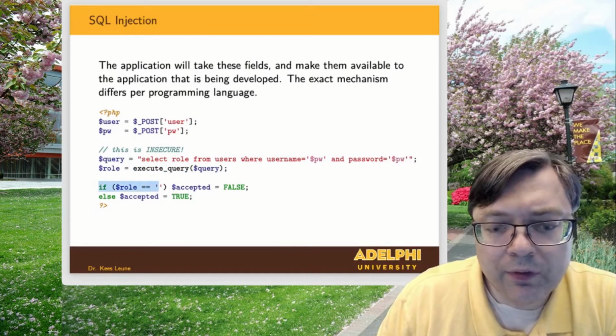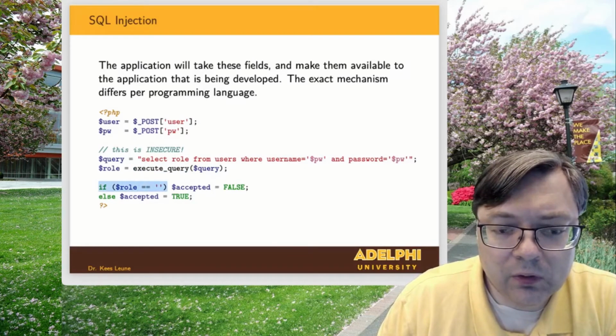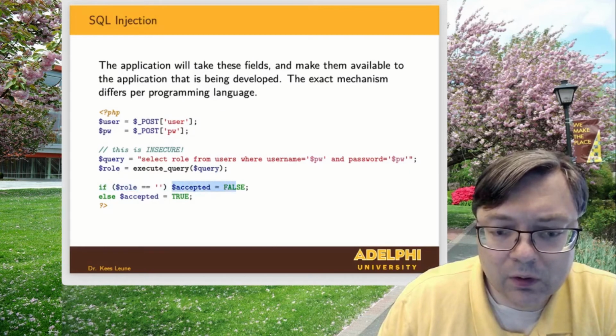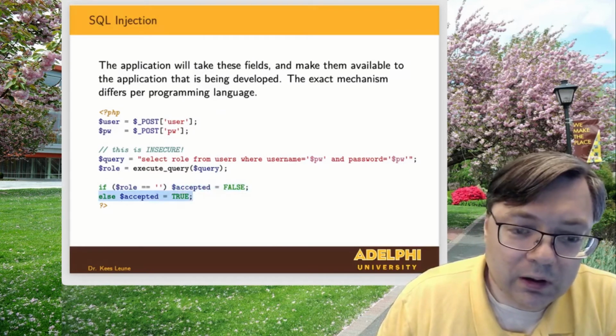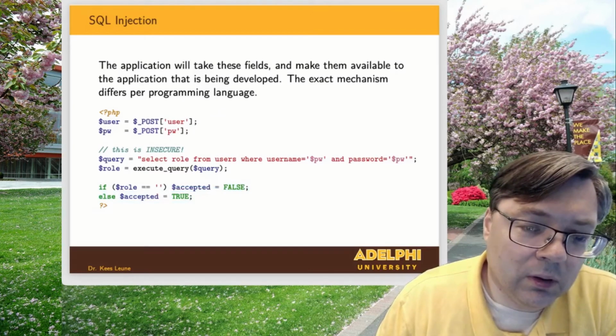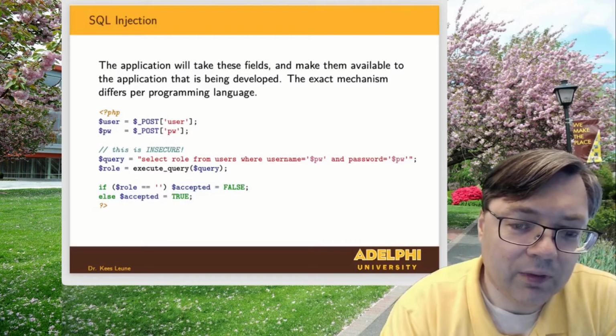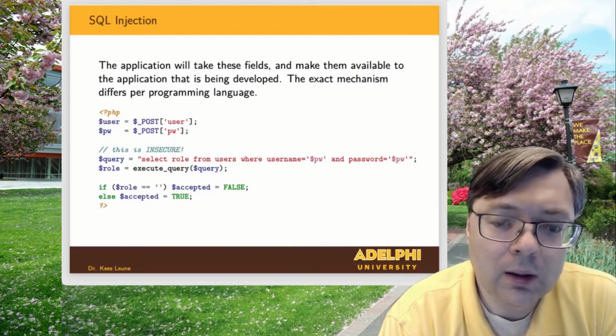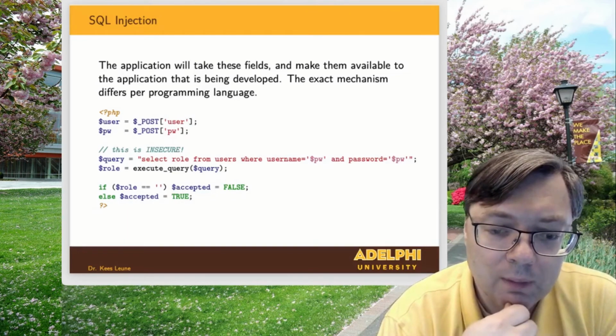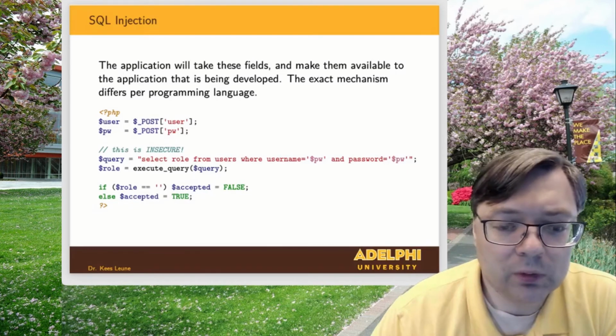Now, if that query doesn't result in anything, then in that case, the user's username and password are not accepted, and otherwise they are accepted. So this is an authentication script here. Basically it says, hey, if I have users that have a given username and password set, then I'm going to let you in. If nothing matches, I'm not going to let you in.